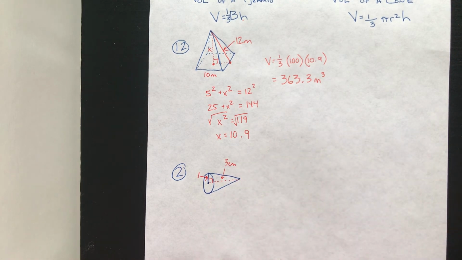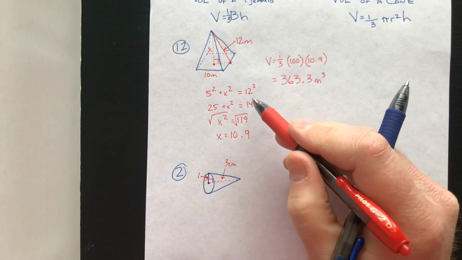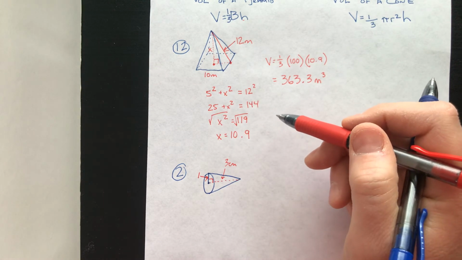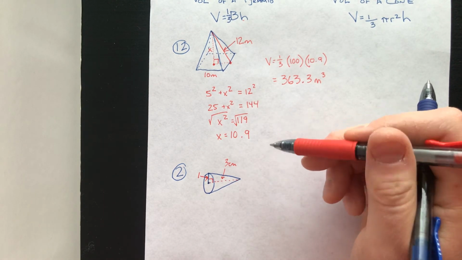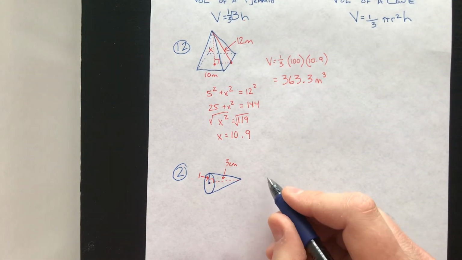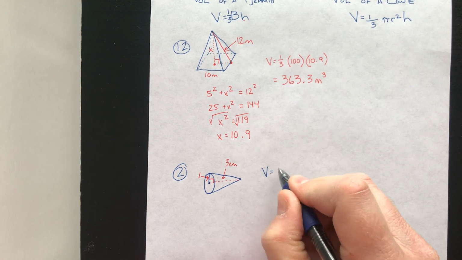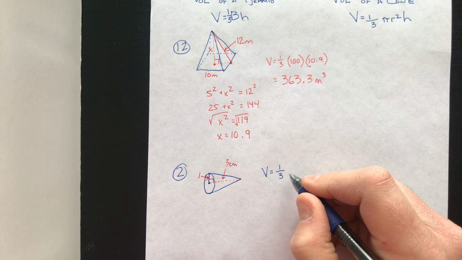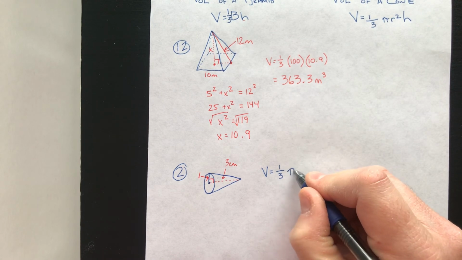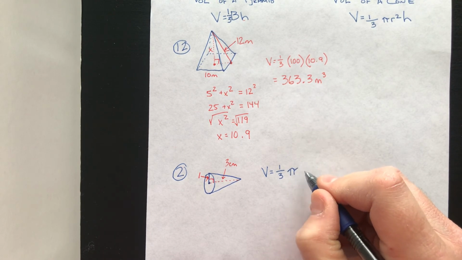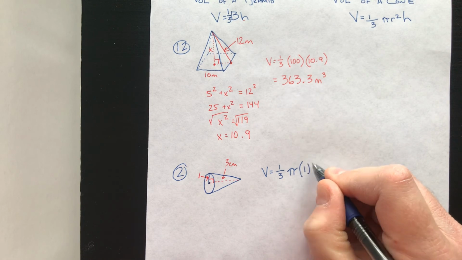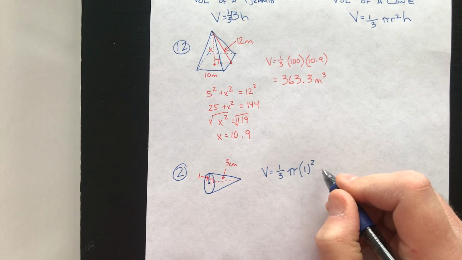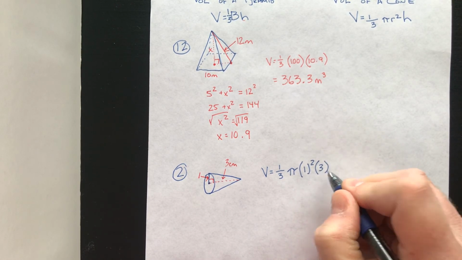So this problem is a lot more simplistic because we don't have to do Pythagorean theorem. Sometimes you will. You will have to do it. So I'm going to solve this problem. Volume is equal to 1/3, all right, pi r squared. So pi times the radius squared. The radius is 1 squared, all right, times my height, which is 3.